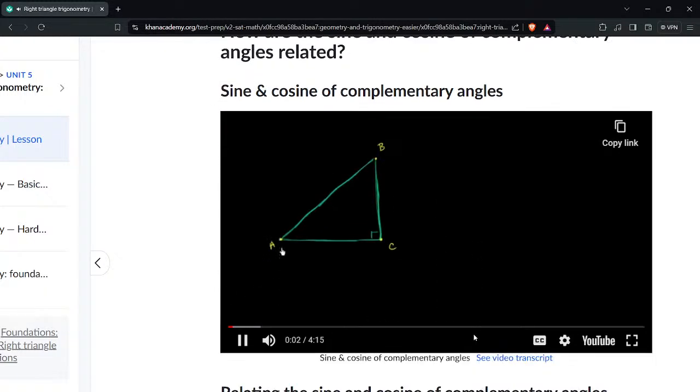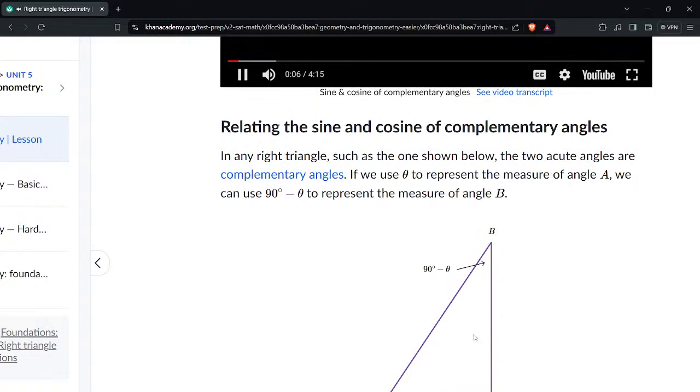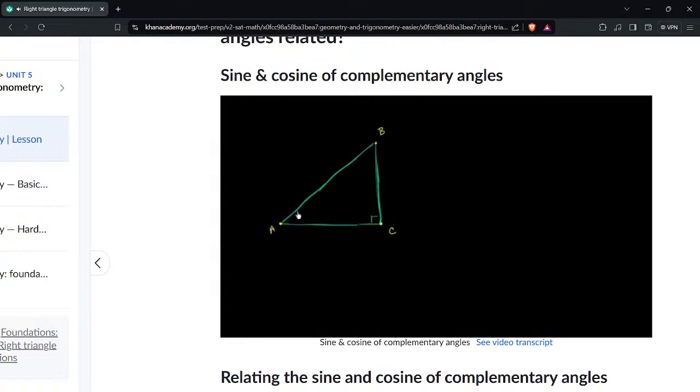We know in a triangle there are 3 angles. If we're talking about a right triangle, like the one I've drawn here, one of them is going to be a right angle, and so we have 2 other angles to deal with. What I want to explore in this video is the relationship between the sine of one of these angles and the cosine of the other, and the cosine of one of these angles and the sine of the other. So let's say this angle, angle A, is equal to theta degrees. What is the measure of angle B going to be?